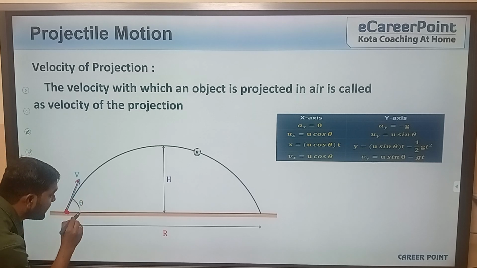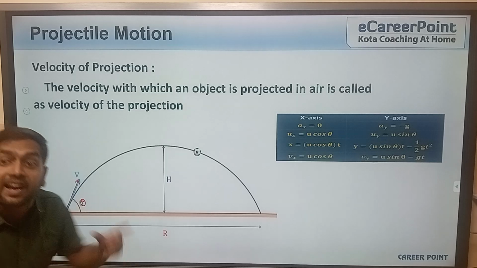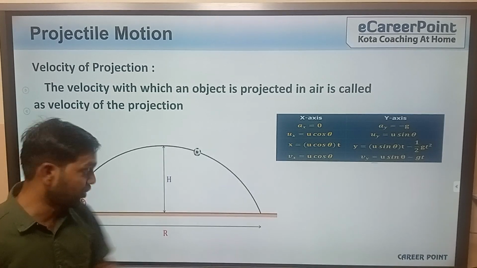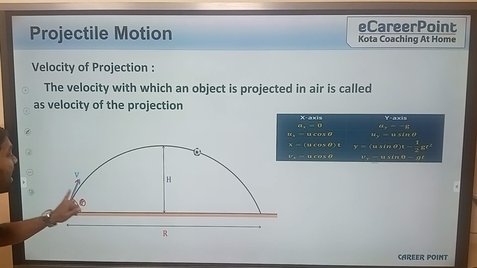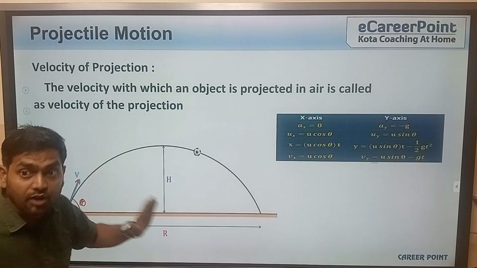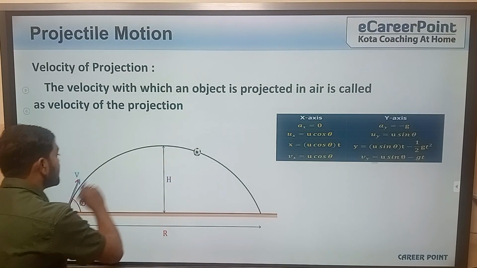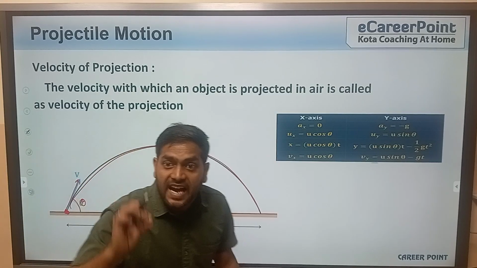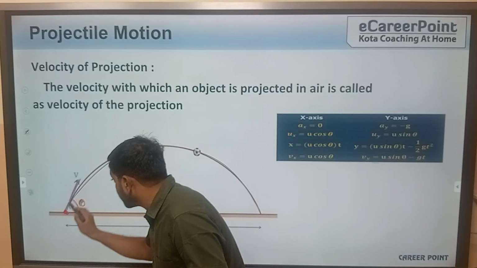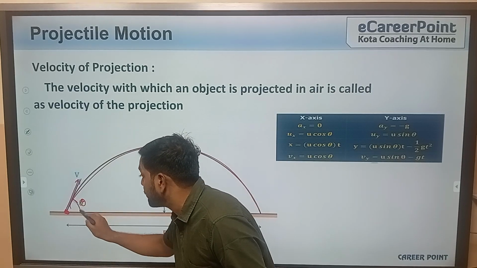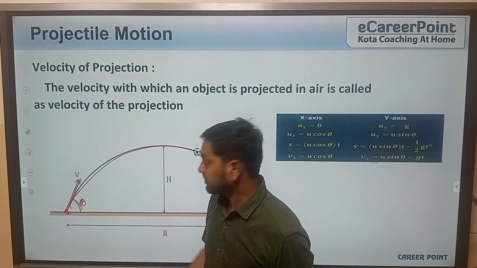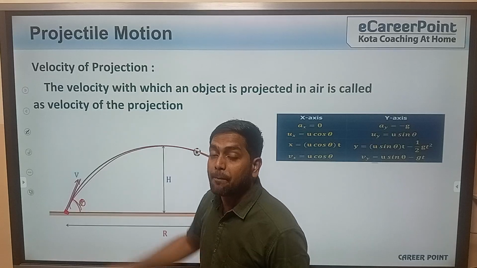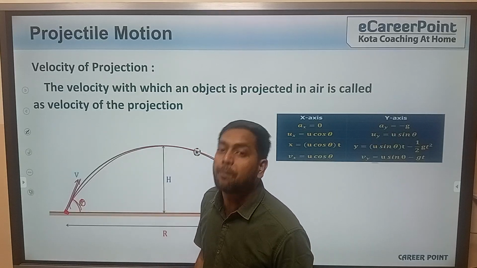So here we are having theta. What is this theta? Angle of projection. So the angle of projection and the velocity of projection give the trajectory. So this is our trajectory. The trajectory of an object is decided by the velocity of projection and angle of projection. On these two only the path of this object is going to depend.